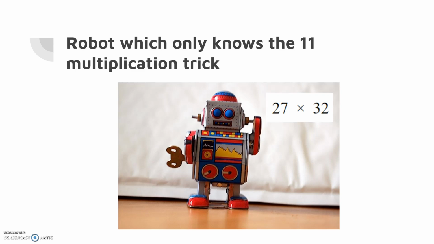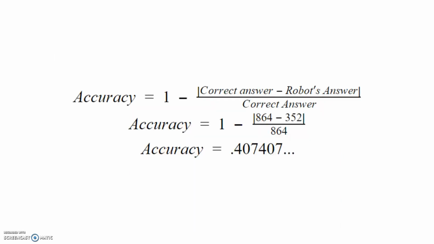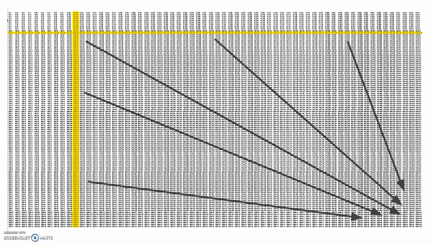Applying the 11 trick would result in the answer 352, while the correct answer is 864. Plugging these values into the accuracy formula, we see that the robot's response had an accuracy of about 0.41. So now we need to solve for the cost of the 11 multiplication trick. To solve the cost for this specific case, the cost formula is not necessary. As we zoom out further and further, the cost grows larger and larger because more cells end up farther away from the yellow cells. This causes the cost of the 11 multiplication trick to be equal to infinity.